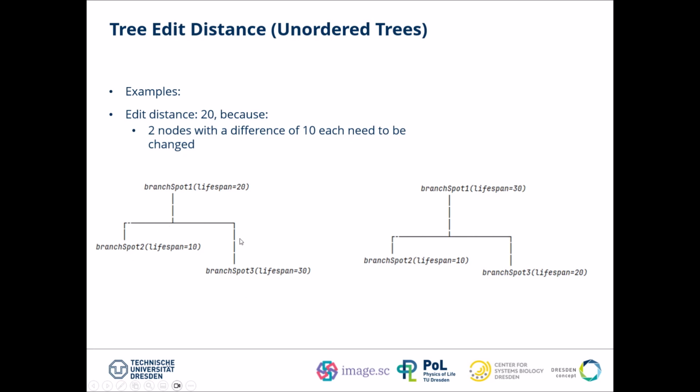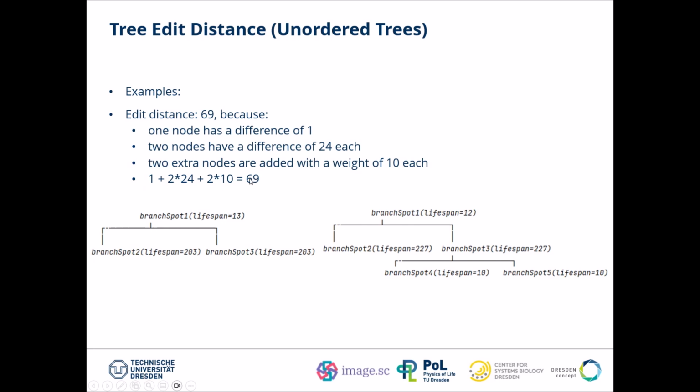So imagine these 2 trees. In the first tree, there's a branch spot which has a lifespan, or branch duration, of 20 time points. Then there's a second branch spot which has a duration of 10, and the third one of 30. In the second tree it's quite similar. We have the 10 here as well for branch spot 2, but for branch spot 1 we have 30 instead of 20, and we have 20 instead of 30. This would result in an edit distance of 20, because 2 nodes with a difference of 10 need to be changed. So this 20 and this 30 need to be changed, and that's 10 each, which sums up to an edit distance of 20.